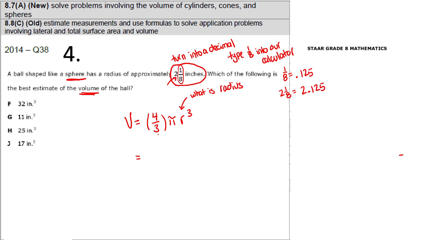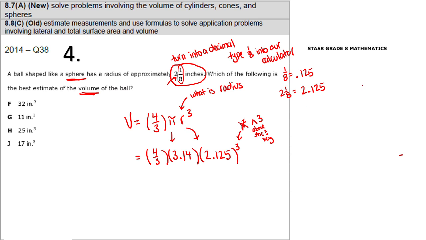We need to start it off with 4/3. We need to plug in what pi means. It's 3.14. And then we need to plug in what radius means. Our radius is 2.125. And this time we have a little 3. Little 3, we don't use the x squared button. Can't use the x squared button here. This time to do the little 3, we're going to use the up arrow button, which is right above the division key. And then we're going to type in 3.